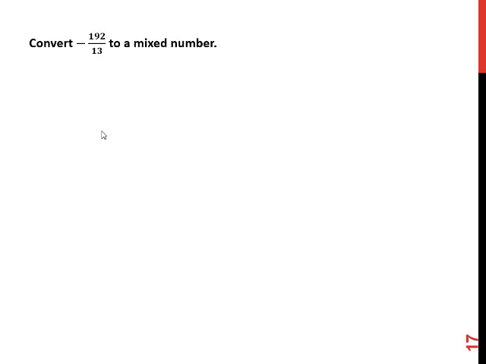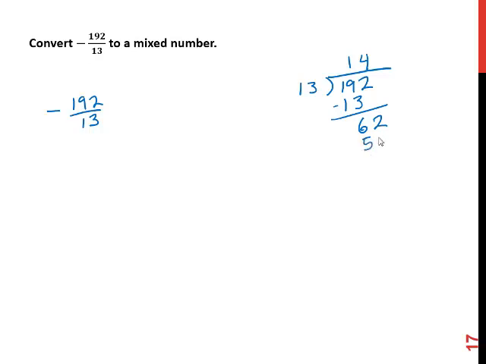To convert negative 192 over 13, again, we're just going to let the negative go along for the ride. Negative 192 over 13. 13 goes into 192. Let's see, it'll go into 19 once. 1 times 13 is 13, 19 minus 13 is 6. Bring down the 2. 13 goes into 62 4 times. 4 times 13 is 52. And 62 minus 52 is 10.